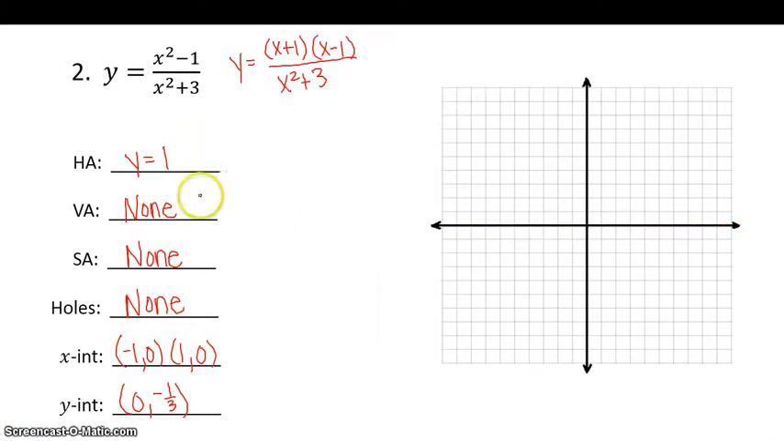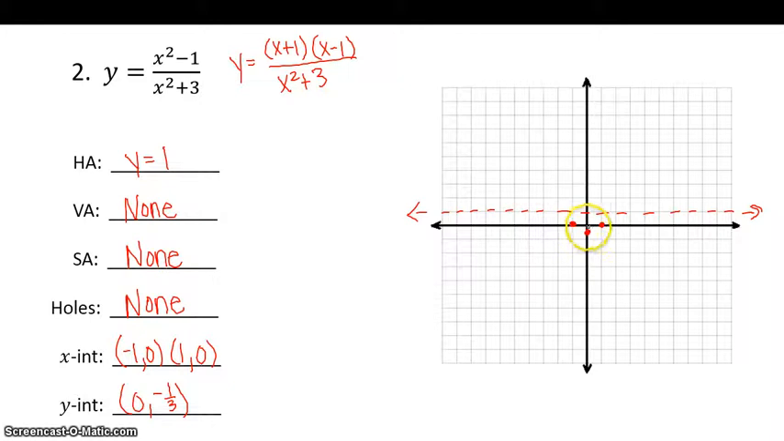Okay, so on number 2, here were the things that we got. So again, start by graphing these items. y equals 1 is your horizontal asymptote. There was no vertical, no slant, no holes. The x-intercepts were at (-1, 0) and also at (1, 0). And then the y-intercept was at (0, -1/3).